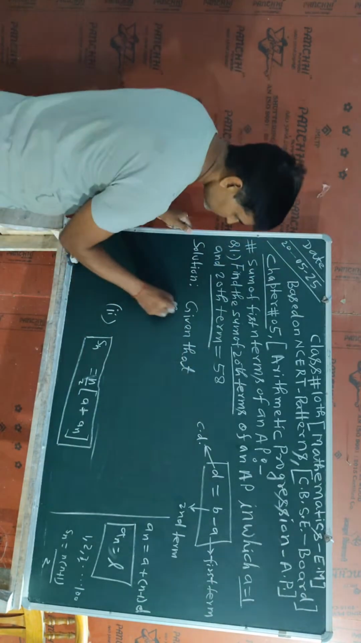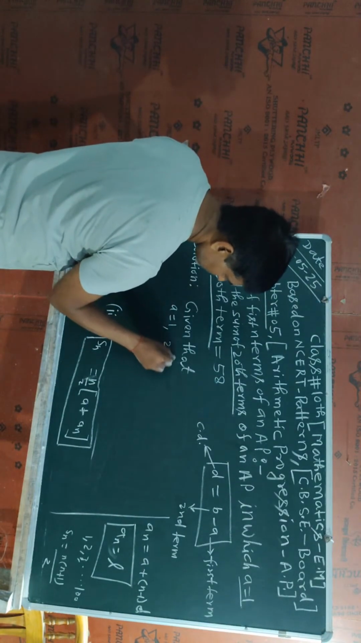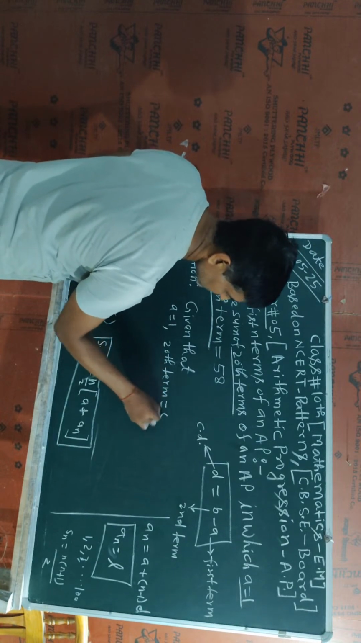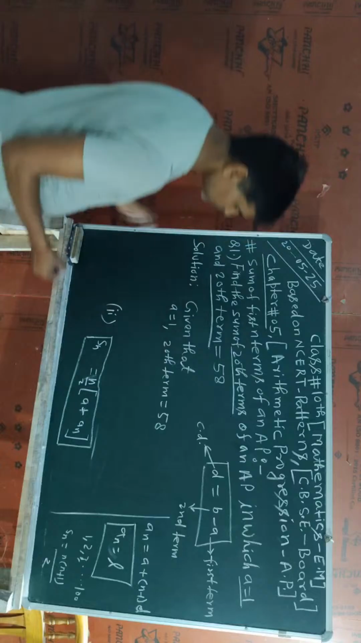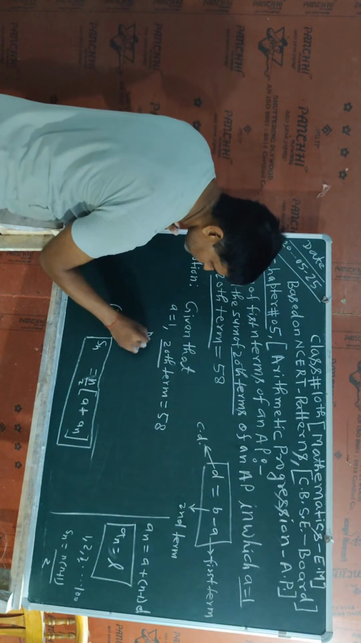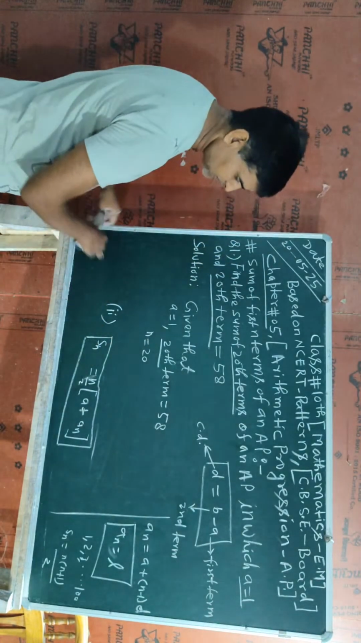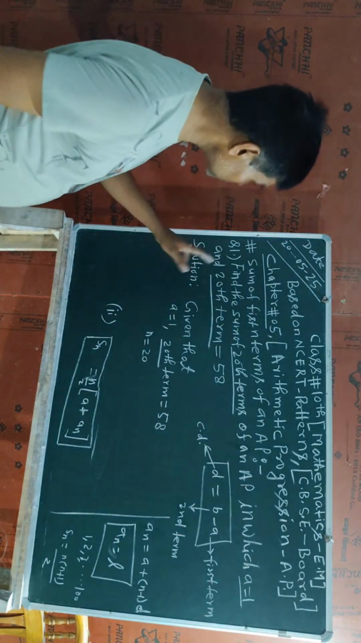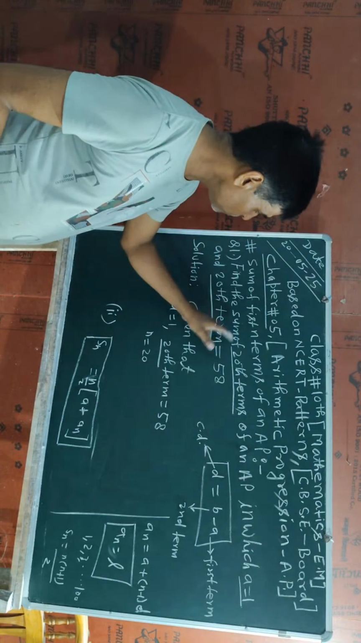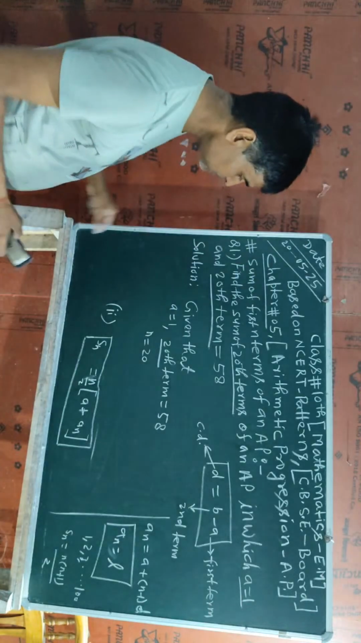What is given? The first term, the value of a, is given as 1, and the 20th term is given as 58. Okay, students, so from here I will say the value of n is equal to 20. So this formula I will apply for getting the sum of the first 20 terms from the given information.